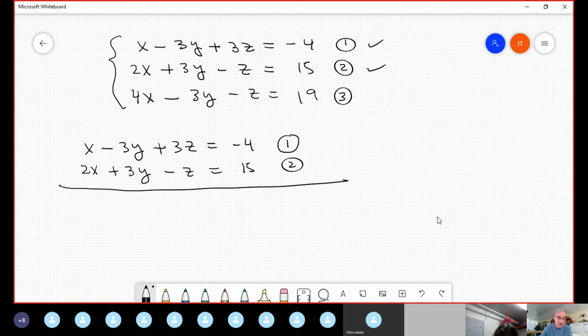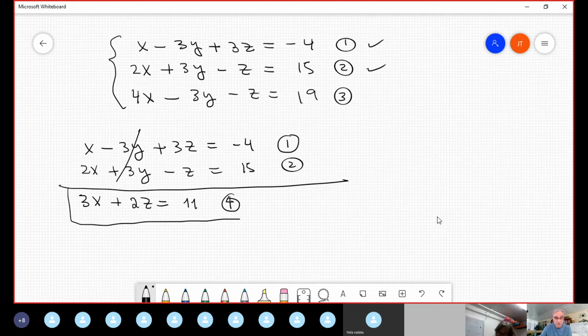You add by column, it's 3x. This is canceled. And this is 2z. On the right-hand side, we have 11, no? Because 15 minus 4 is 11. So I want to call this equation number 4. It's a new equation that I discovered that contains only 2 variables, x and z. Okay, everyone follow me so far?